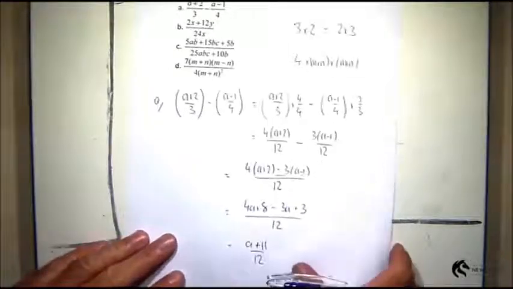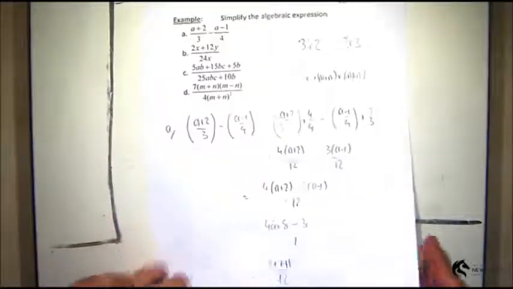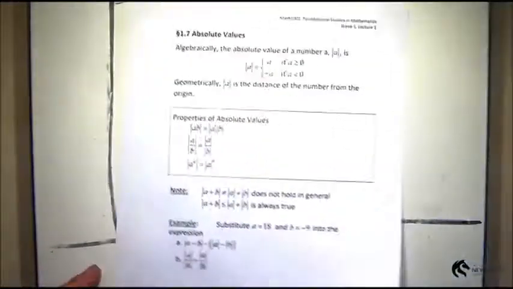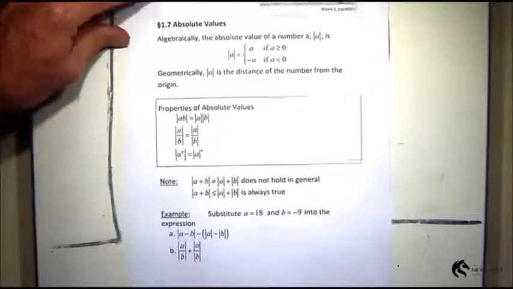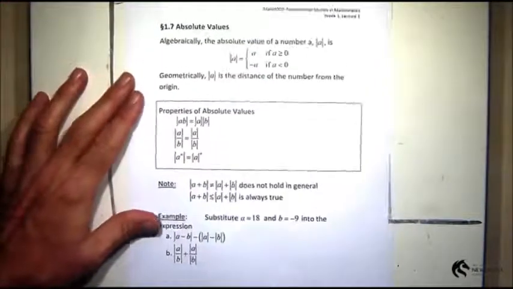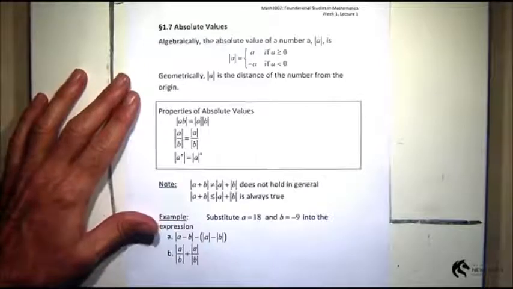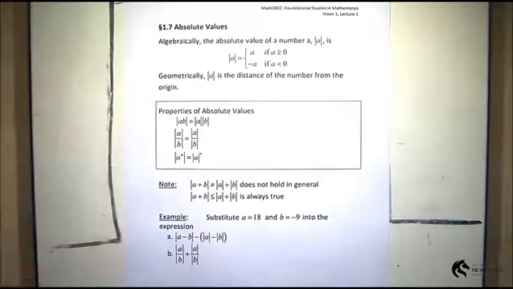Sometimes in our algebra we will see absolute values turn up. So let's have a little think about absolute values. We can think of absolute values in two ways: in terms of algebra, or in terms of geometry. And I might just get a bit of scrap paper here.